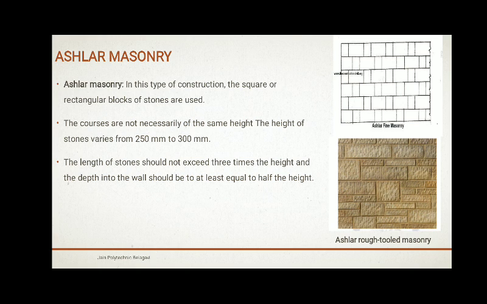The length of the stones should not exceed 3 times the height, and the depth into the wall should be at least equal to half the height. So here in the figure you can see a masonry made of ashlar stones. So this is fine ashlar masonry, and the another one is ashlar rough tooled masonry, which means that in fine ashlar masonry the surface of the stones are smooth, but in case of ashlar rough tooled masonry, the surface of the stones laid are rough.